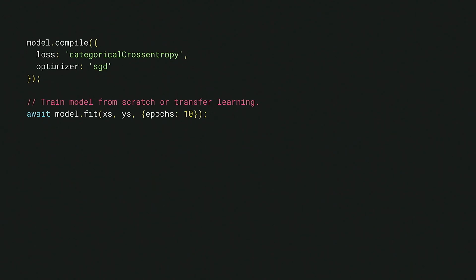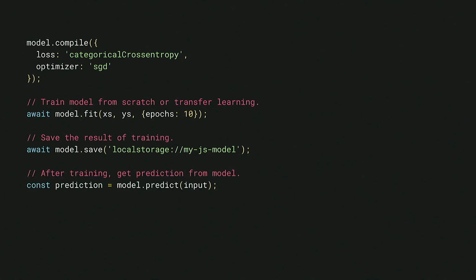And once the model is defined, we compile the model and get it ready for training. Here we select a loss function and an optimizer for the training process. And model.fit is the function that drives the training loop. It is an async function, so we want to wait for the result. Once the model is done training, we can save the model. Here we save it to the browser local storage. We also support saving to a number of different destinations, such as local file system or remote URL. And finally, we can use model.predict to get a result from the trained model.